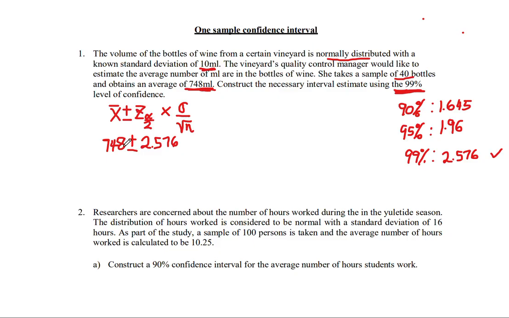So this will be 748 plus or minus 2.576. Again, the 2.576 represents the Z table or standard normal table reading based on the level of confidence for which we are carrying out the estimate. And the level of confidence for which we are carrying out the estimate here is 99%. So we're going to get 2.576 as our reading. As I said, these are the three most popular percentages that are used for confidence interval estimates, so it might be useful to just recall these Z readings.